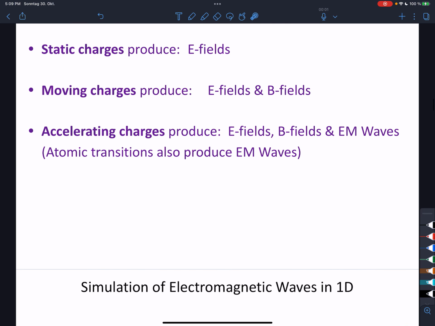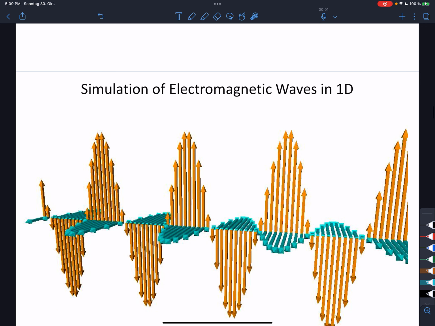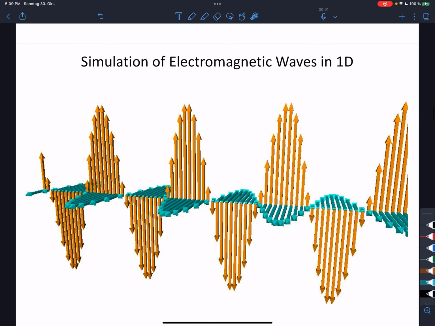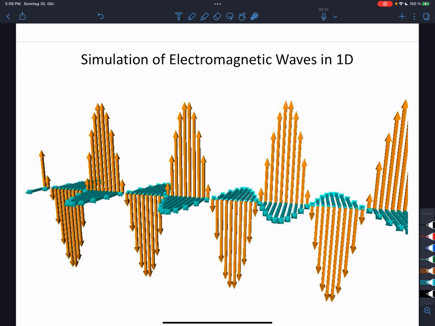Okay, so by the way, atomic transitions also produce electromagnetic waves. So here is, for example, a plot of the electromagnetic wave over here. You can see this plot in multiple different ways. So this, for example, will be my electric field, this is the magnetic field, and this will also define the way this wave propagates. Okay, how do we do this? You use, of course, the right-hand rule. But for that, I will have an actual problem.